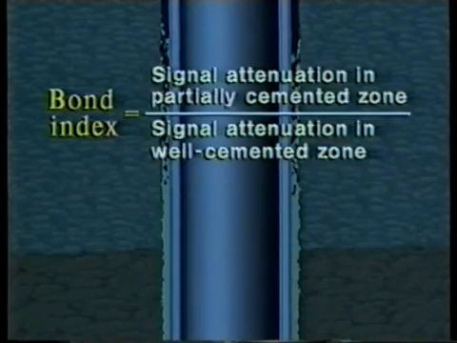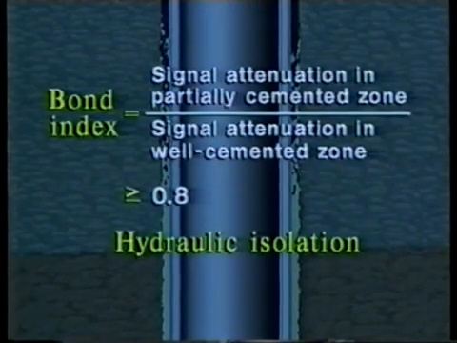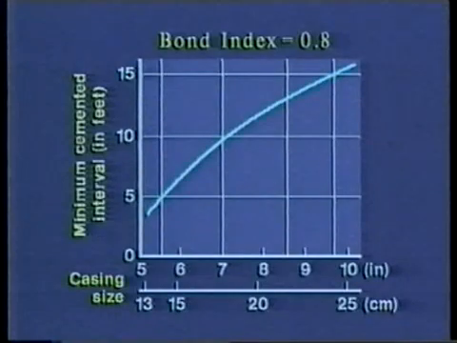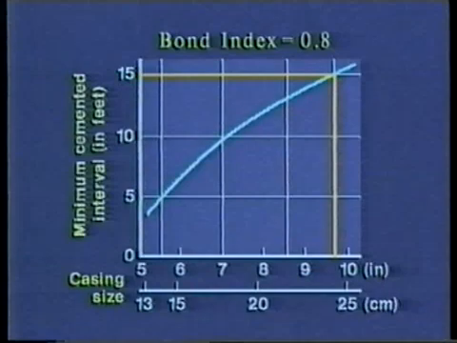If the bond index is 0.8 or better over an interval of pipe, a reasonable assurance of hydraulic isolation is possible. The interval length of 0.8 bond index required for a variety of pipe sizes is anywhere from 5 to 15 feet, 1.5 to 4.6 meters. The larger the casing size, the longer the interval needed to ensure hydraulic isolation.